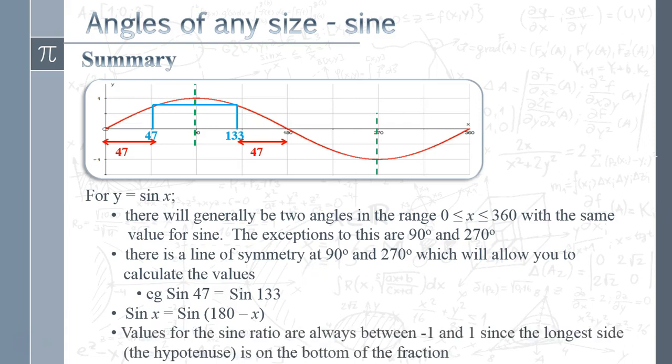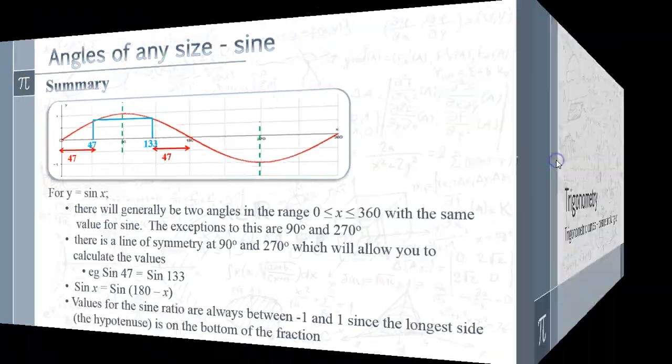Last thing to note is that the maximum value on this curve is 1, down to -1. The reason for that is, if you think about that circle, it's the hypotenuse that's on the bottom. The hypotenuse will always be the longest side in any right angle triangle. And of course, if you've got the biggest value on the bottom of a fraction, then it's never going to go above 1.